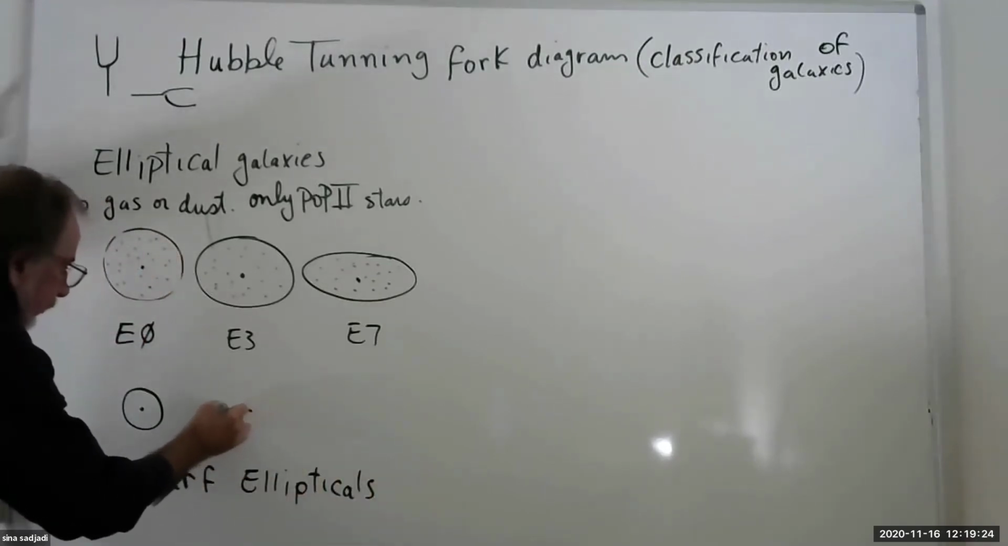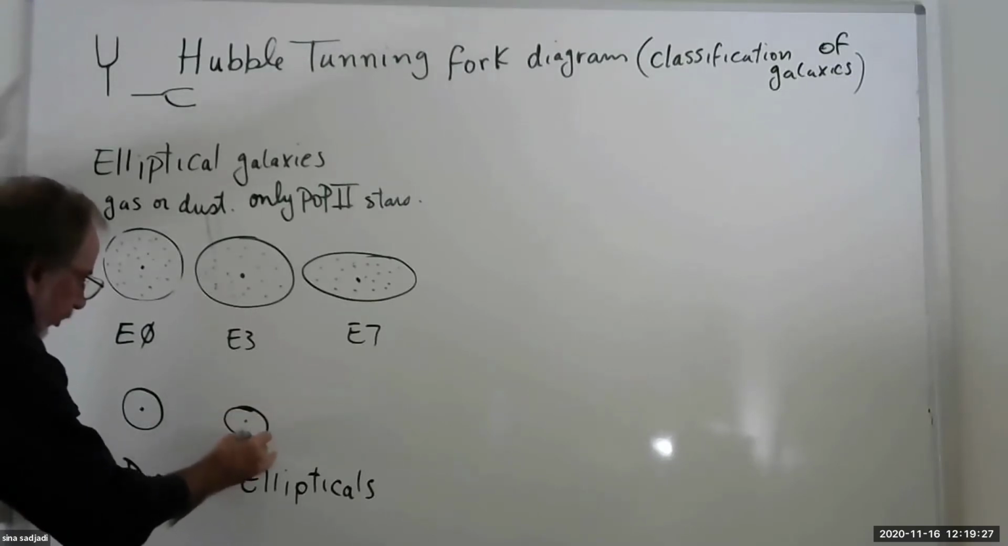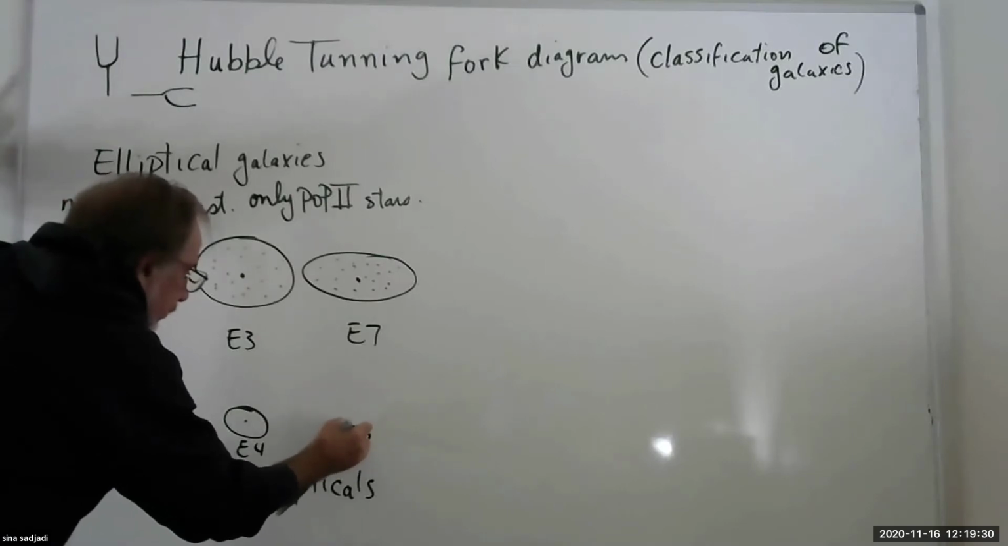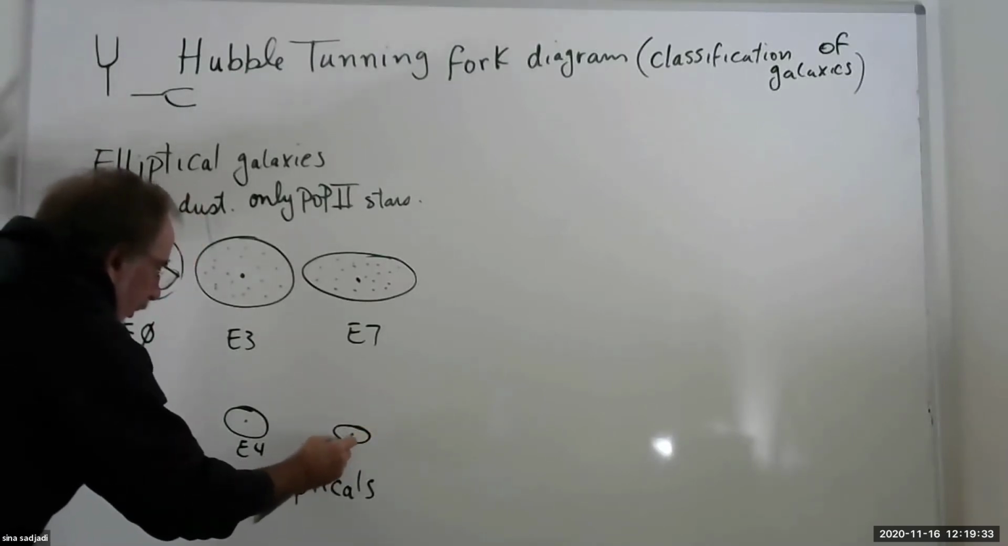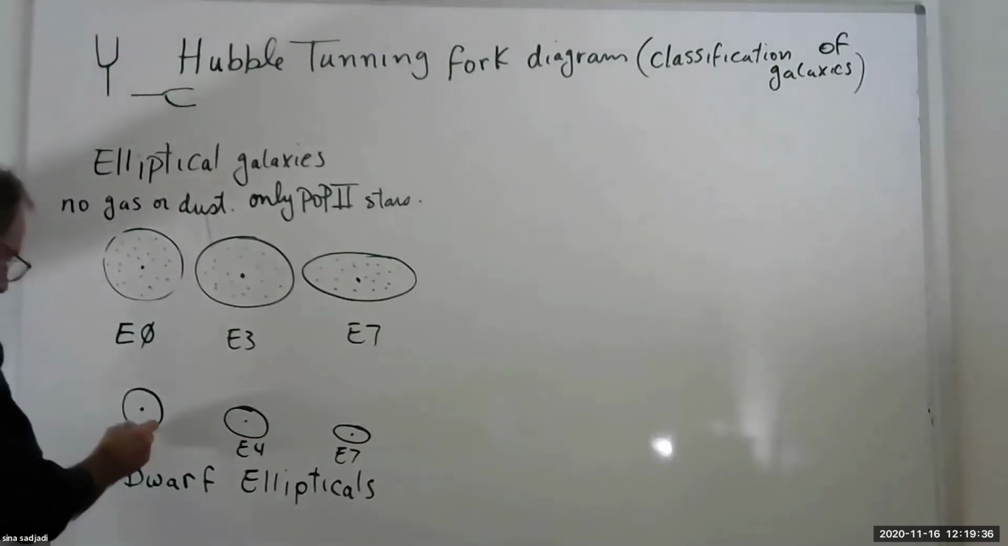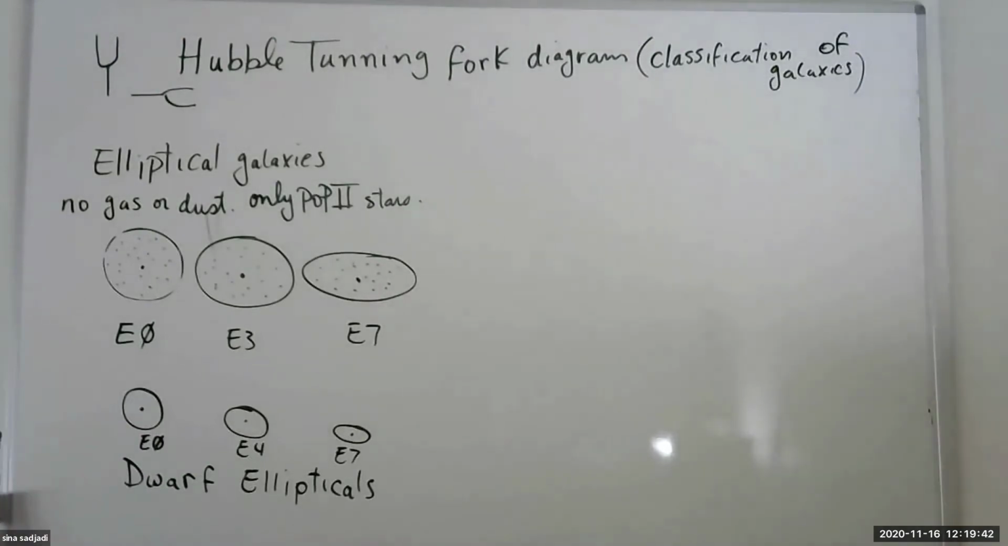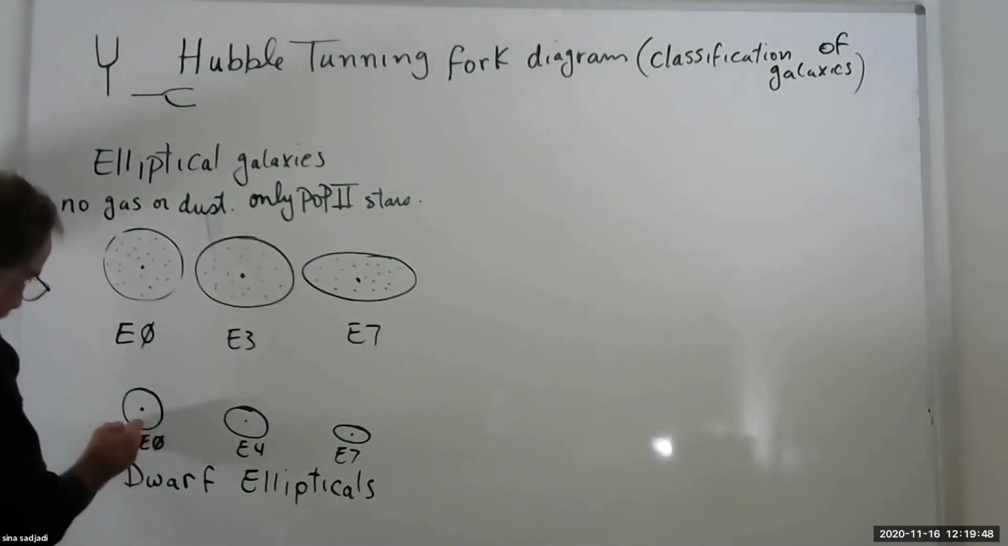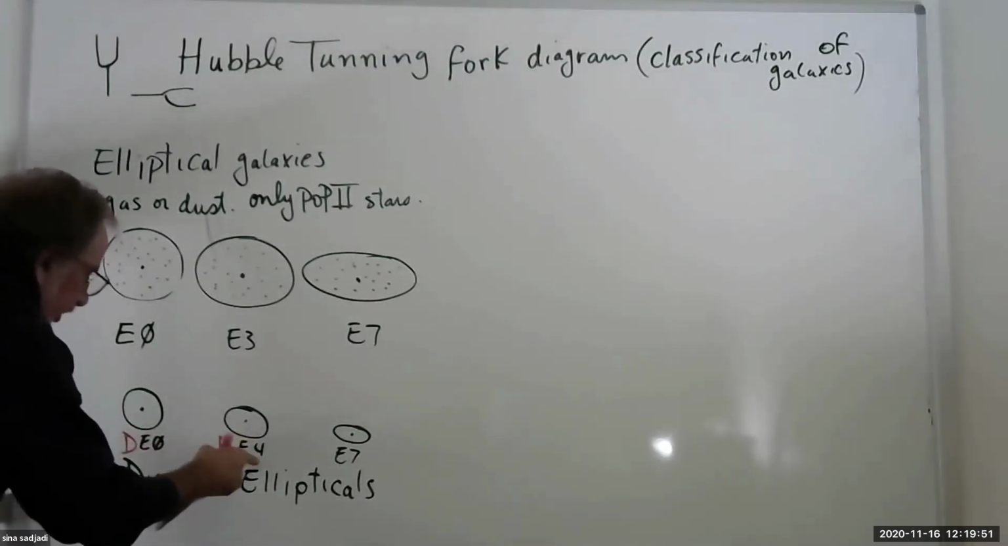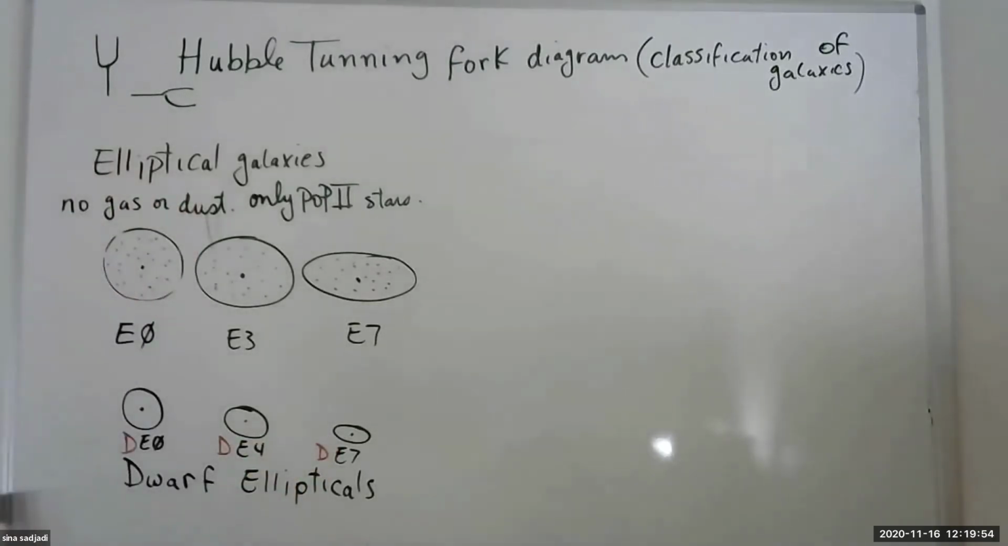So they look like this. Maybe this is an E4, E7. And then we say D at the beginning, which separates them from the regular ellipticals. They're pretty big. So these guys are DE0, dwarf elliptical galaxies. Dwarf E4, DE4, DE7. That's how we classify the elliptical galaxies. So you can have DE0, DE5, DE6, like that. So these are the elliptical galaxies. Any questions about the ellipticals?